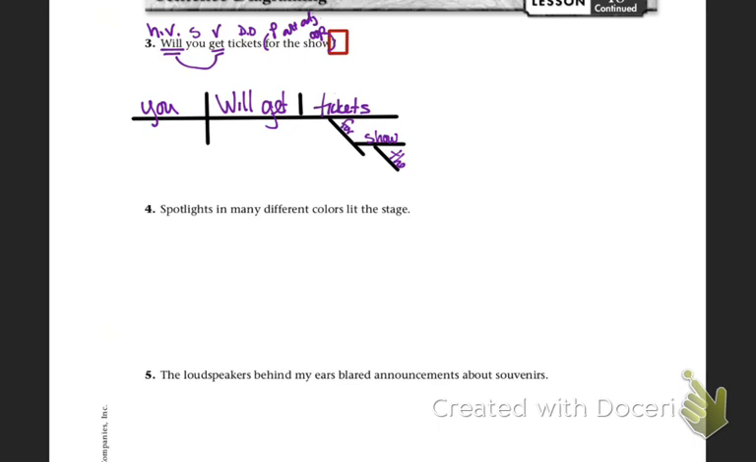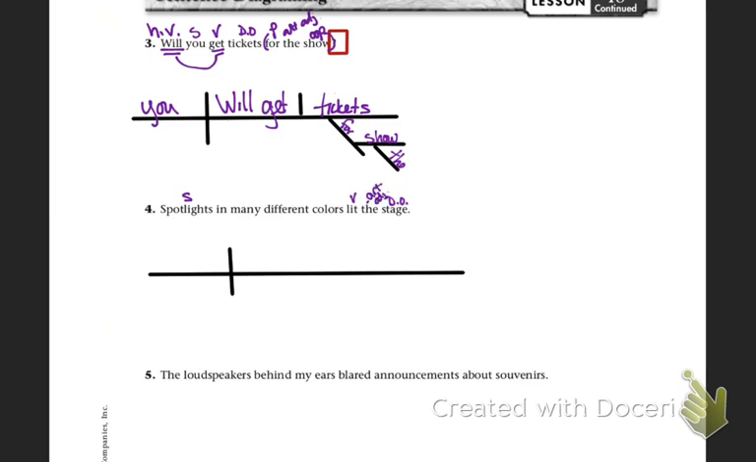All right, next one. What comes first? Baseline. What comes next? Subject predicate line. Who or what are we talking about? Spotlights. What did the spotlights do? They lit. They lit what? Stage. Direct object. Okay. What about the? Which stage? The stage. Article, adjective, right?